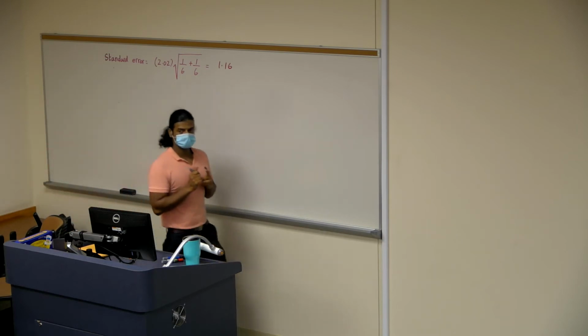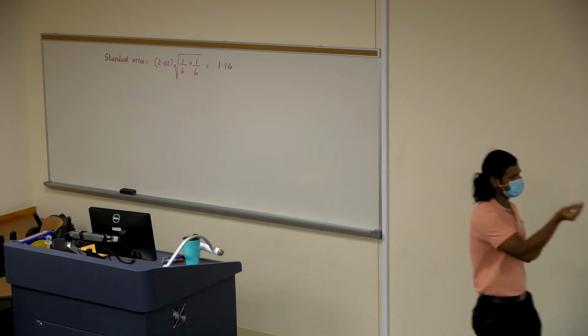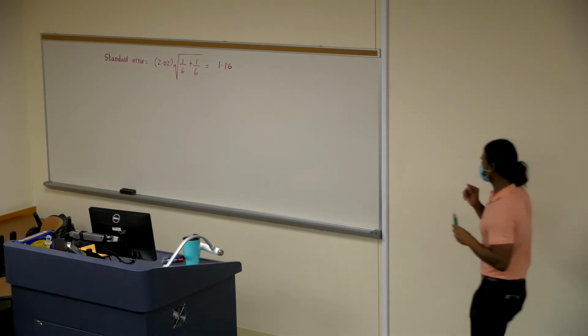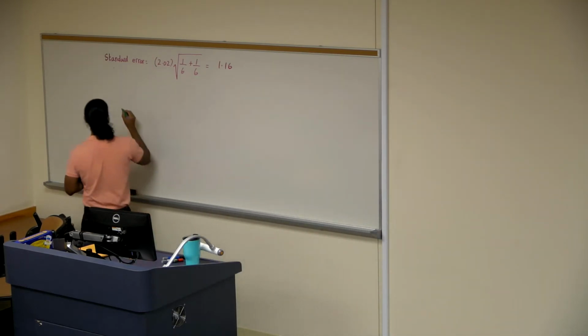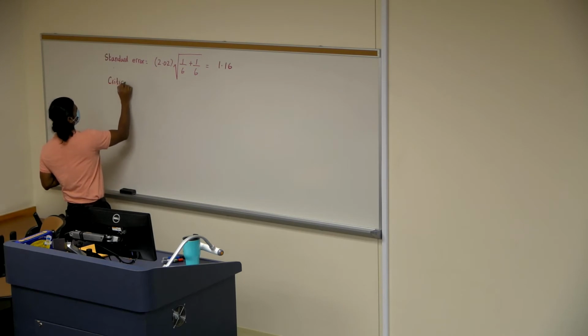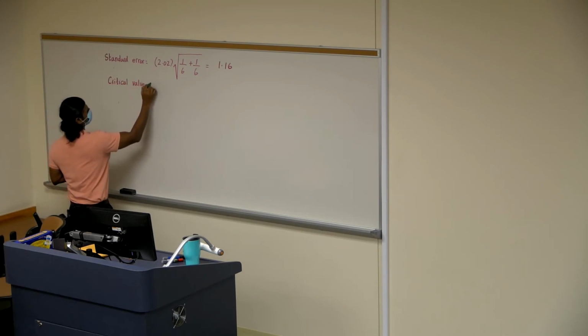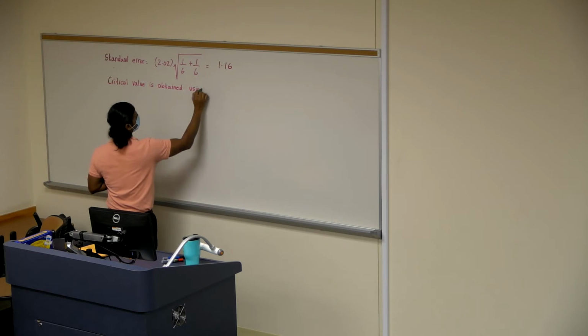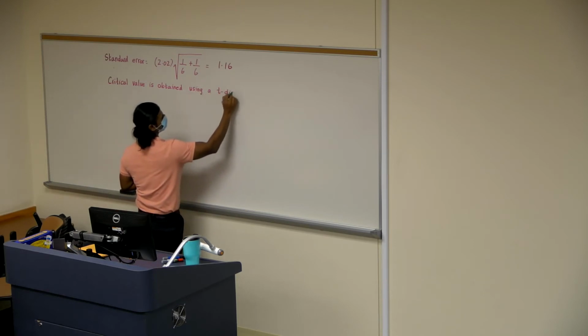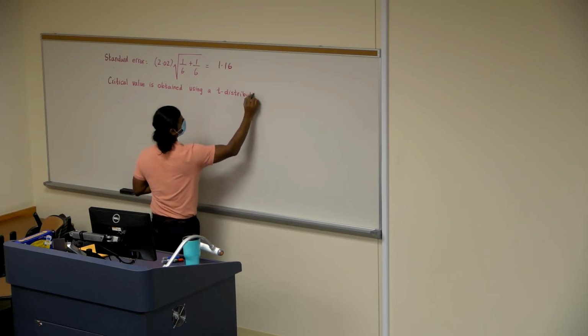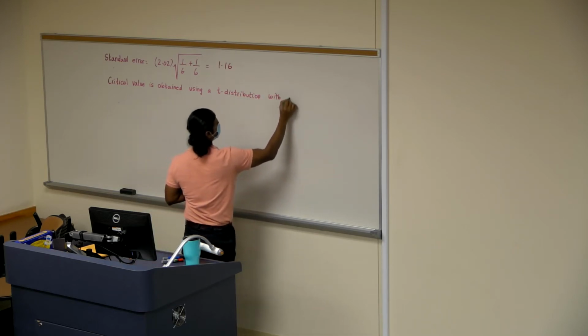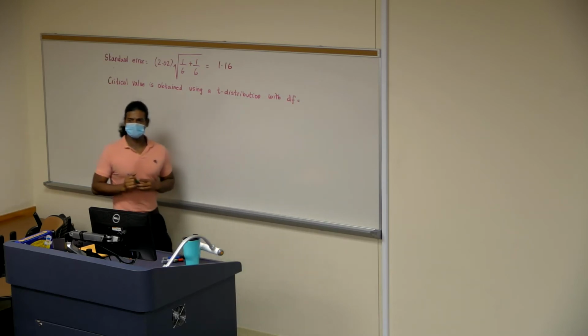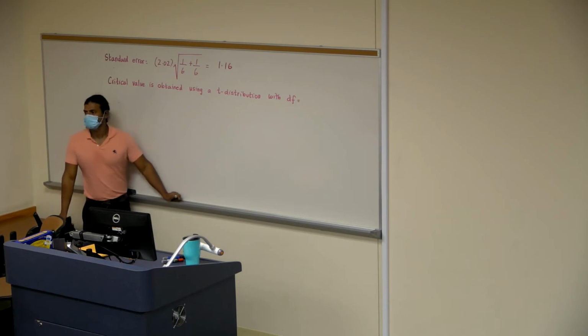And where do we get the critical value from? We obtain the critical value using a distribution. And in this case, the distribution is t. What was the degrees of freedom last time? When we did the case without the pooled variance, what was that value?